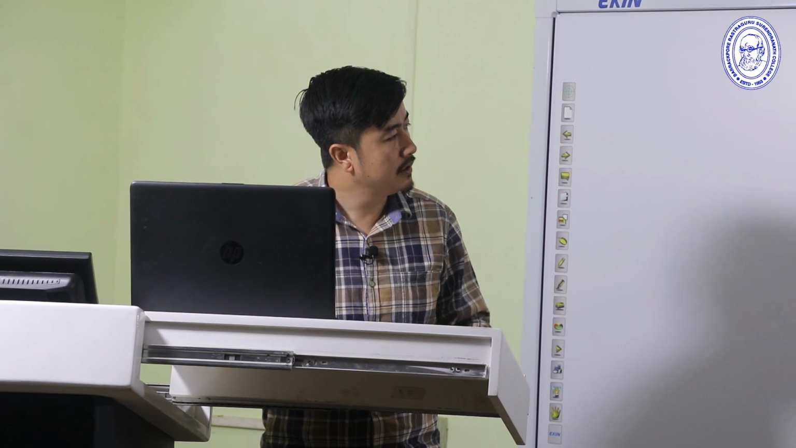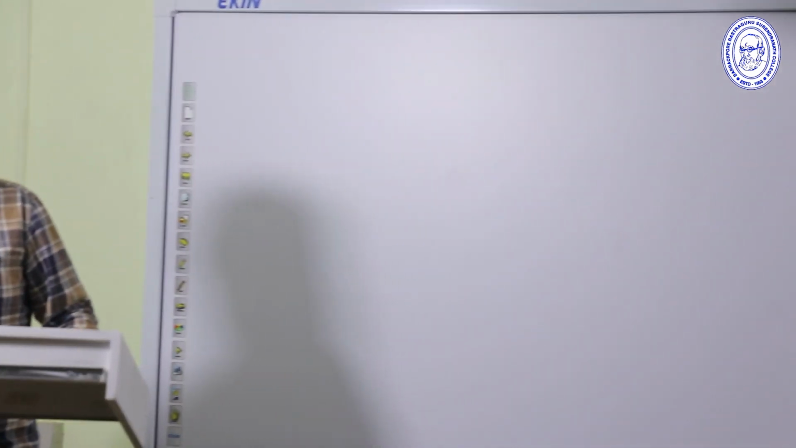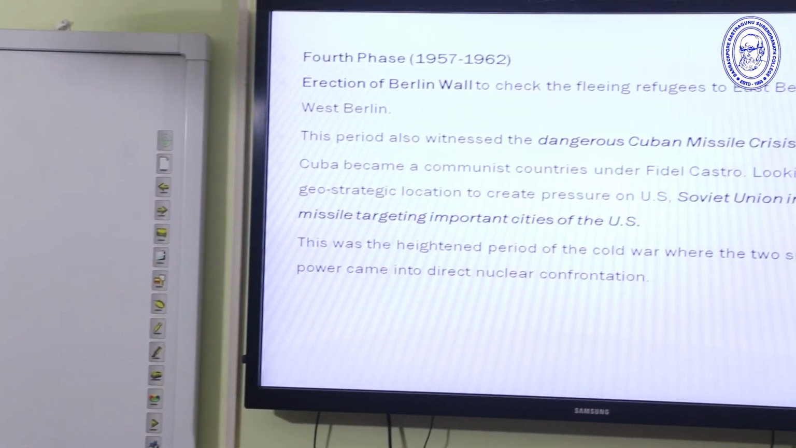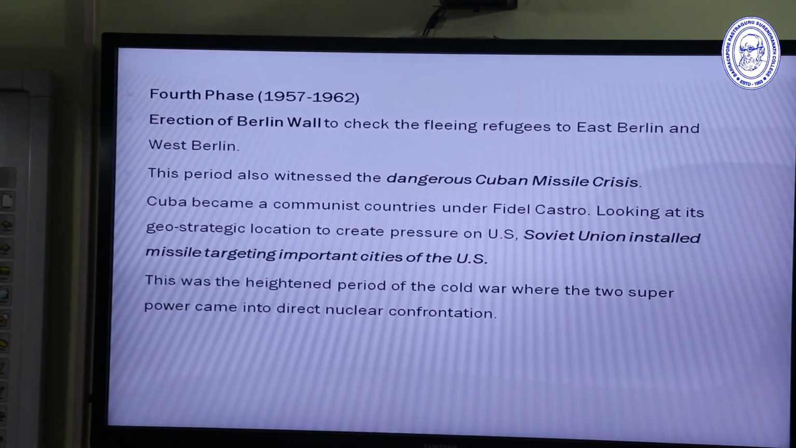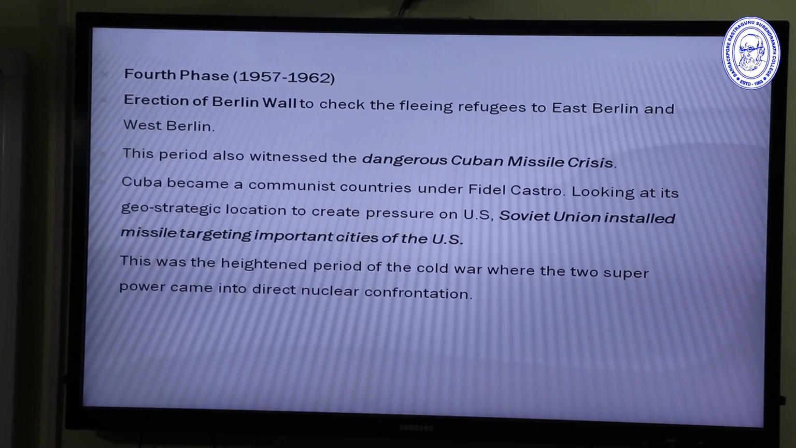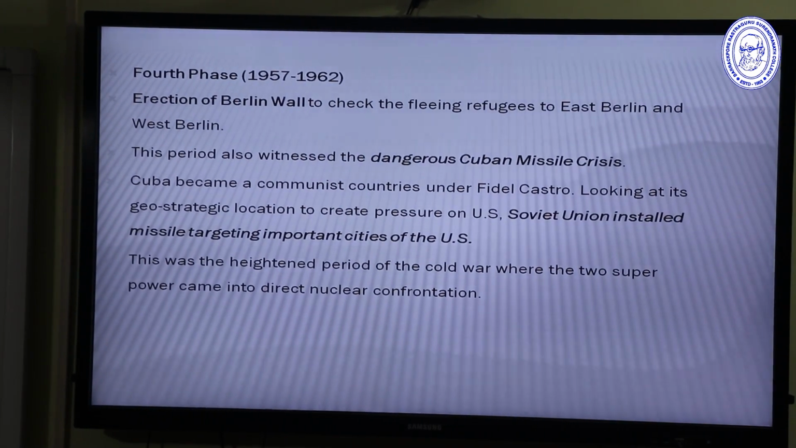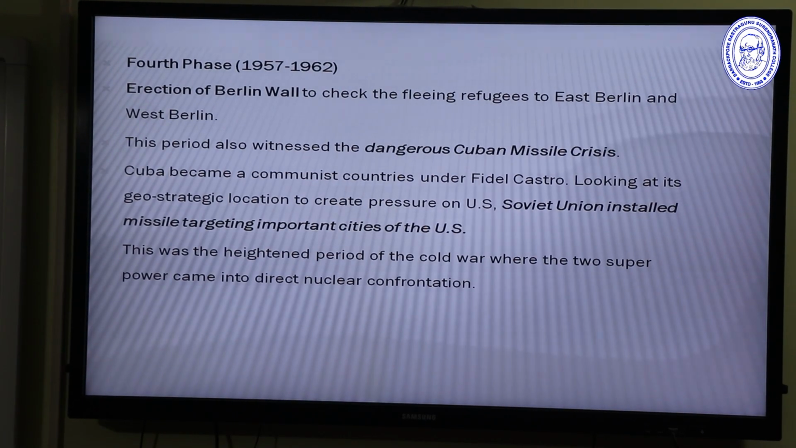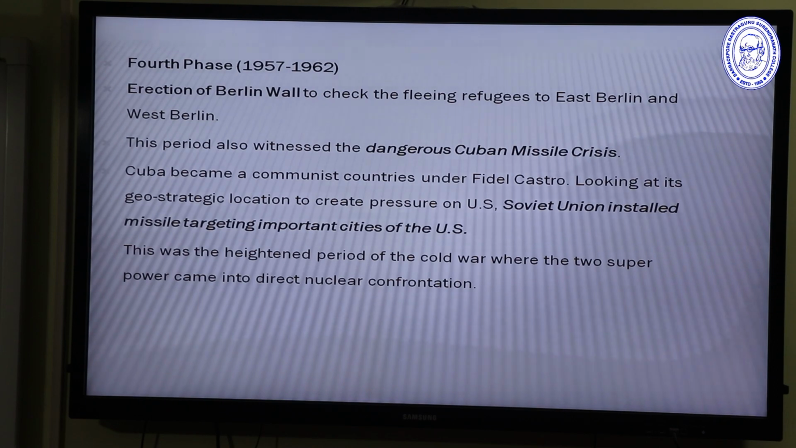So that was the erection of the Berlin Wall, and this period also witnessed a very important event called the Cuban Missile Crisis. The 1962 Cuban Missile Crisis became a very important event during this Cold War. Cuba, a small island country, became once again a communist country under Fidel Castro.